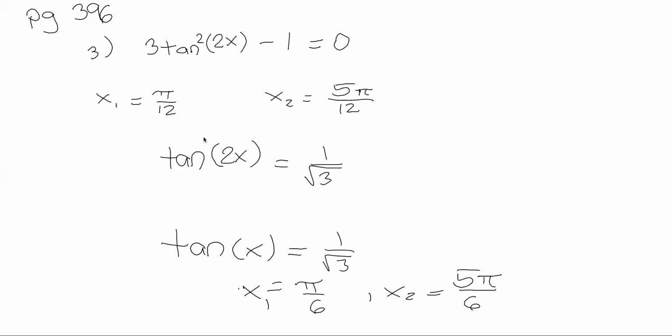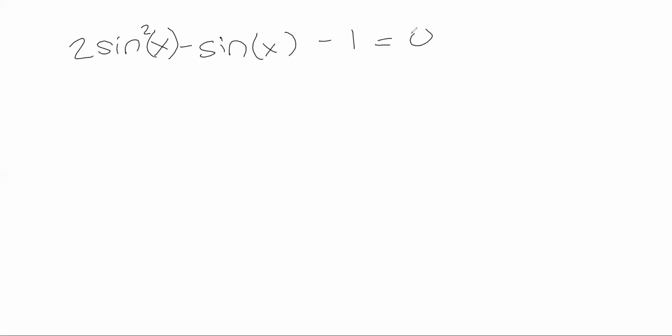Let's try another one. How about 2 sine squared of x minus sine of x minus 1? So for this one, it might be just a little bit easier to solve it ourselves and see if we get the same two answers that they're providing us. So we have 2 sine squared of x minus sine of x minus 1 equals 0. How do we solve something like this?